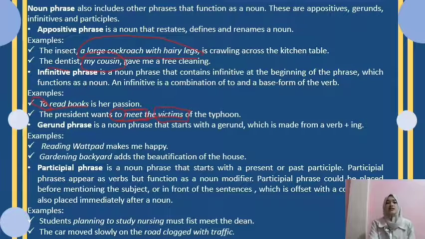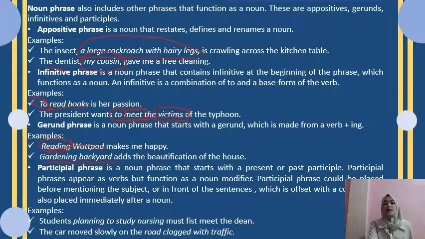Another function is the gerund phrase. It is a noun phrase that starts with a gerund, which is made of verb plus ing. So the example is, reading Wattpad makes me happy. The noun phrase here is reading Wattpad. So it functions as the gerund phrase because of the word reading, and it is a verb that has ing, and it also functions as the subject of the sentence.